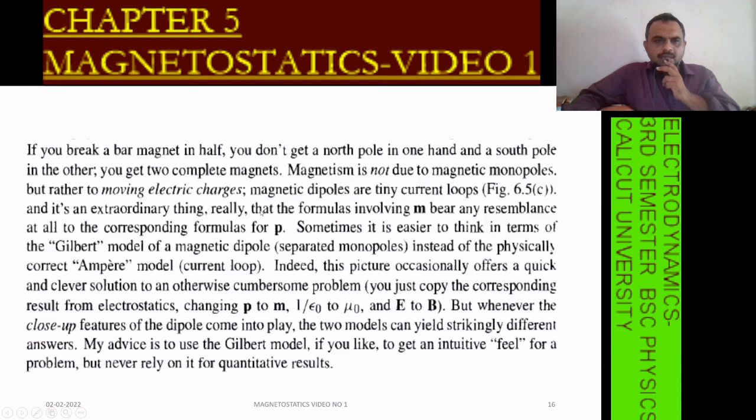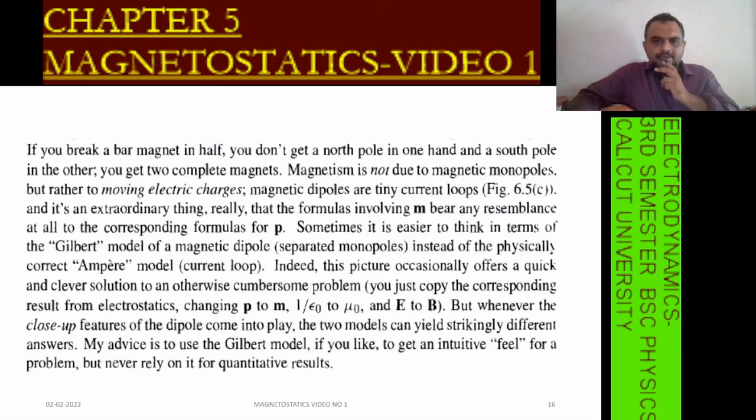So this is what. And one more thing is that if I break a magnet, you will get two magnets, not like the electric case. If I break an electric dipole, what will happen? You will not get two electric dipoles. But if I break a magnet, you will get two magnets, because magnetic dipoles are current loops, tiny current loops. They are moving, so the moving charges are only producing magnetic field.